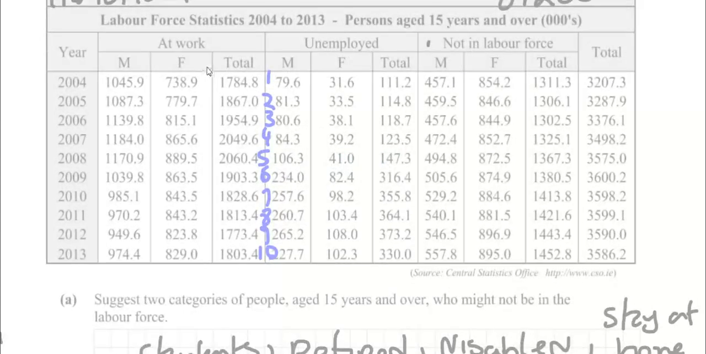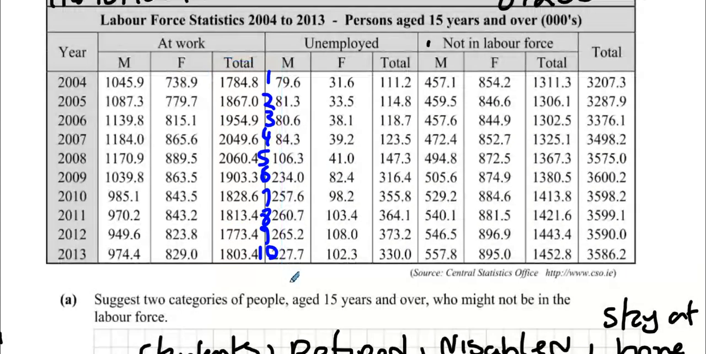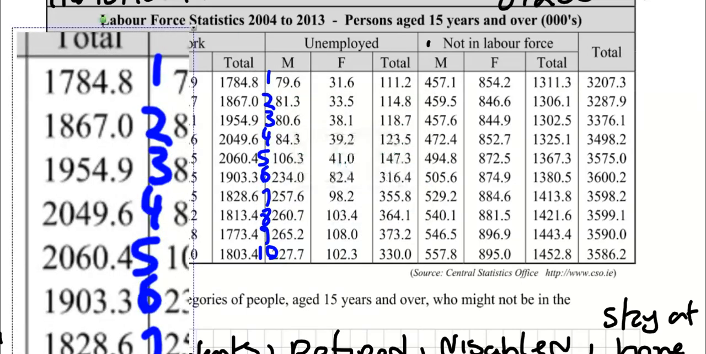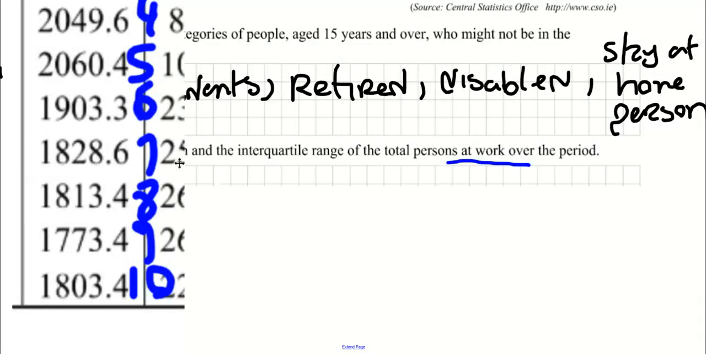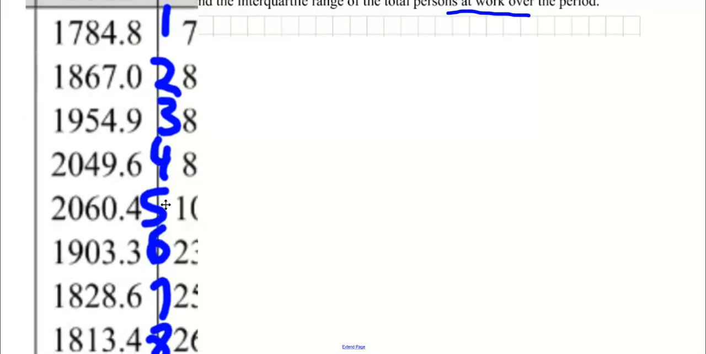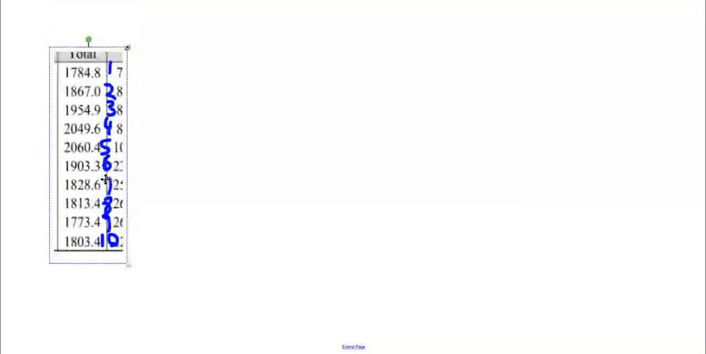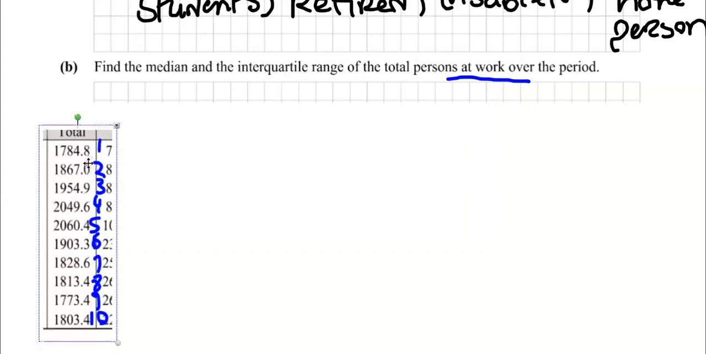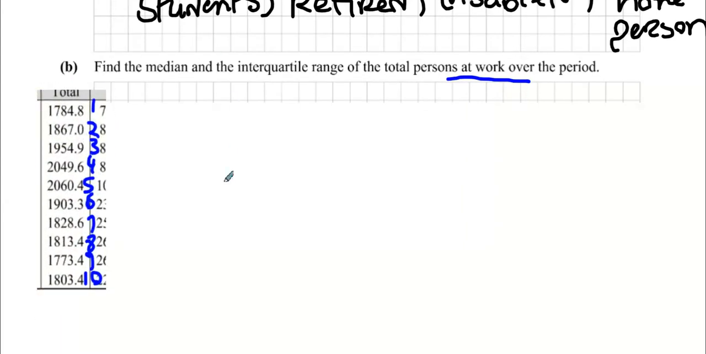What's my next problem? Are they ordered in size? No, they're not. I'm going to have to order it in size, and then figure out what the median and the interquartile range are. So we need the lowest one, and then we need to work our way up. Is that okay? So who's the lowest one?